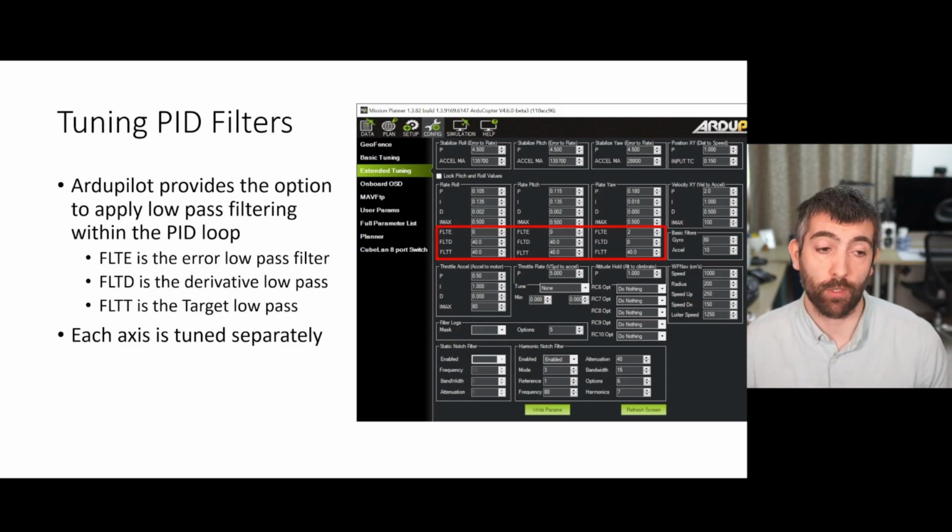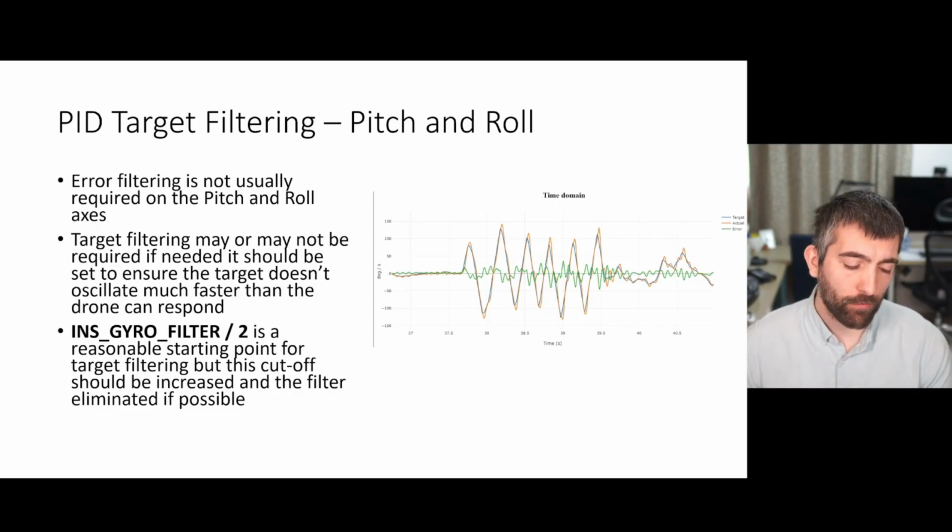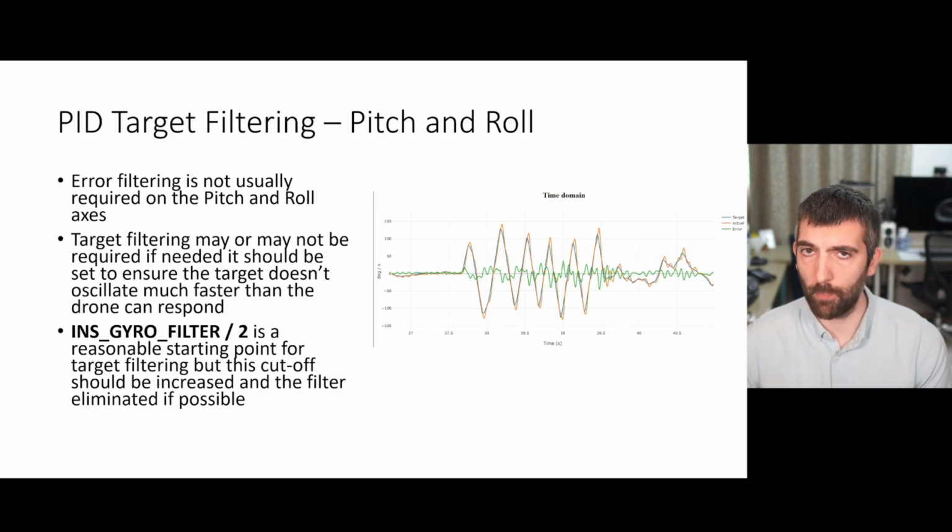Each axis is going to be tuned separately unless you have a perfectly symmetric drone, in which case you may find you get the same values on pitch and roll. The yaw axis is always going to behave somewhat differently to pitch and roll. Let's start by looking at target filtering, because I think this is the one that you're probably going to use more of the time. Error filtering is not usually required on the pitch and roll axes. Error filtering is typically used to reduce oscillations of the P term.